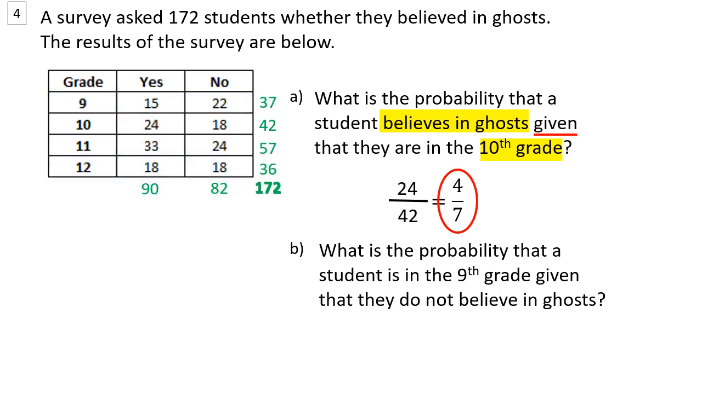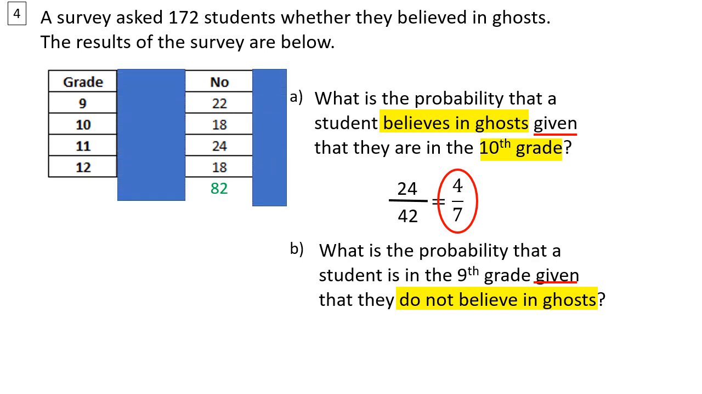Now B, same kind of problem, but different given. This time we are given that they do not believe in ghosts. So we're given that they answered this question, no. So the only part of the table that matters to us are the no's.